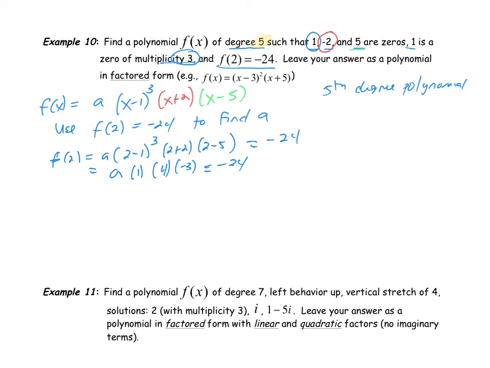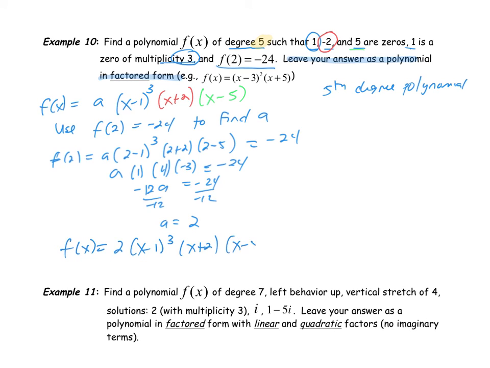So we have that -12a is equal to -24. Dividing both sides by -12, we get that a is a nice number here, which is 2. And we are told to leave your answer as a polynomial in factored form. So we are not asked to expand this. So thankfully, we can write f of x is 2 times the quantity x minus 1 cubed times x plus 2 times x minus 5.